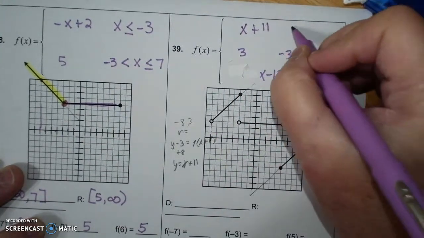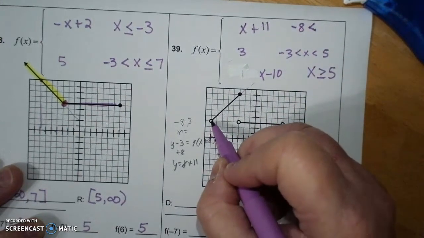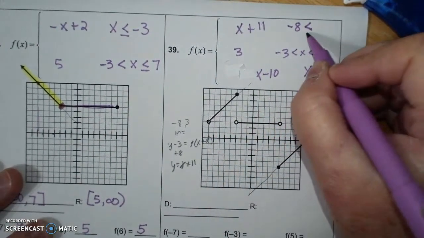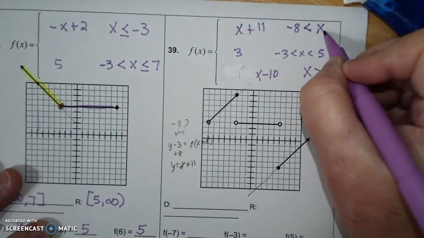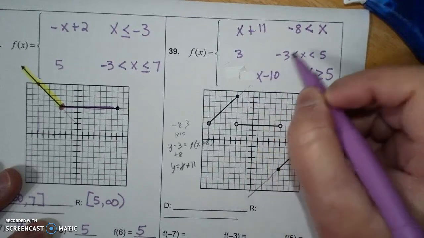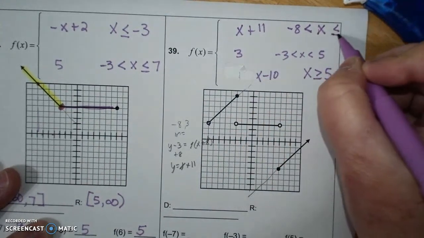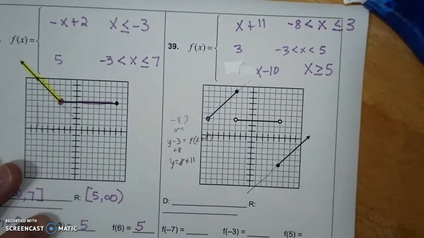And this is negative 8 without a shade. So no line. X. And then it stopped at 3. But it is a closed dot, so it's 3.